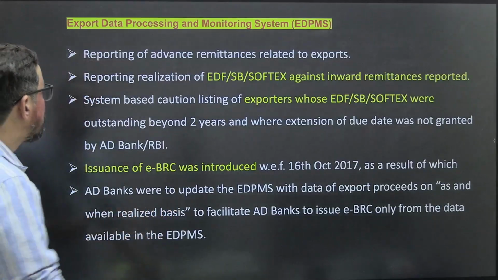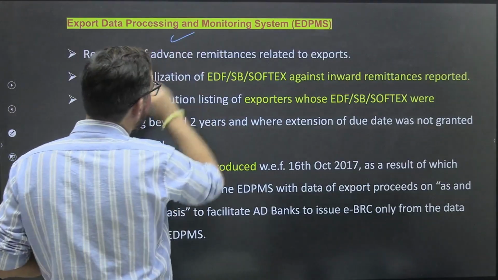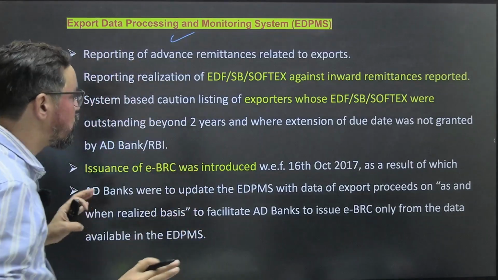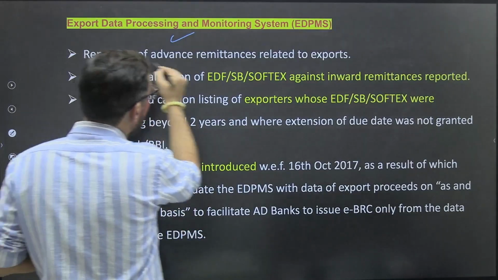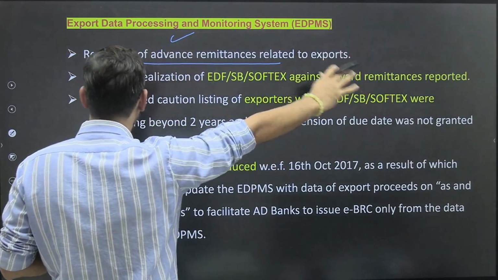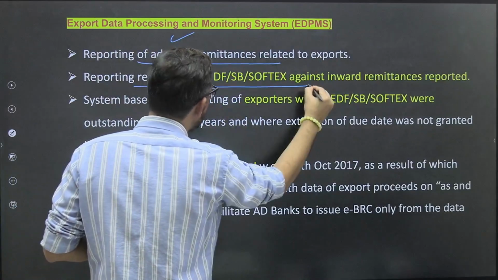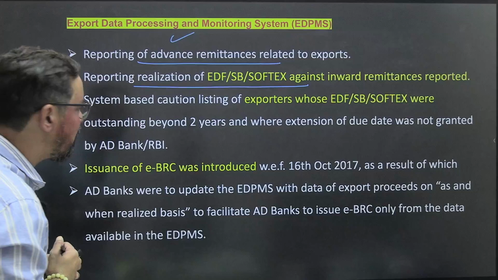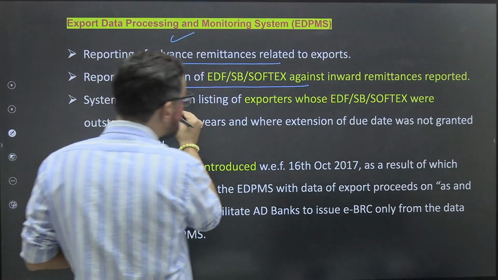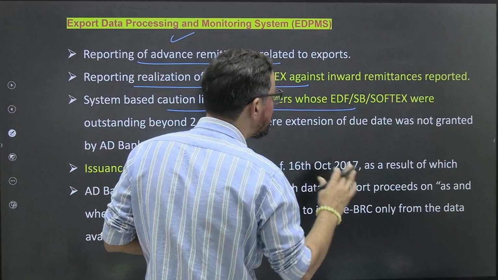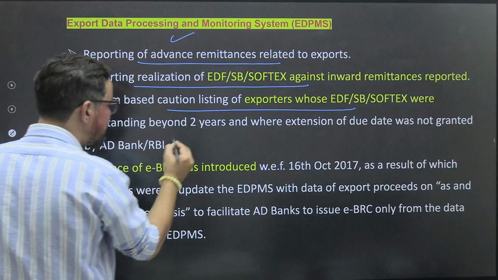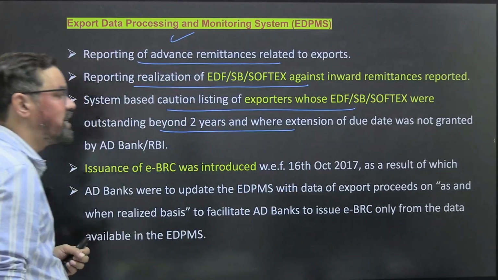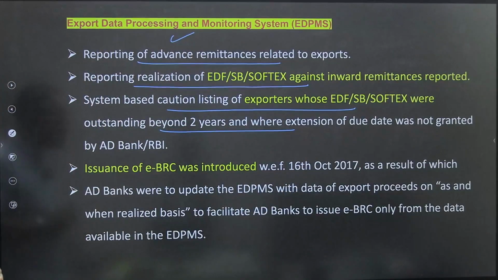So the EDPMS monitoring basically EDPMS का जो role है, ठीक है, so that is reporting of advance remittances related to export, reporting realization of EDF, SB and Softex against inward remittances reported, system-based caution list exporter whose EDF outstanding beyond 2 years and where extension of due date was not granted by authorized dealer or RBI.